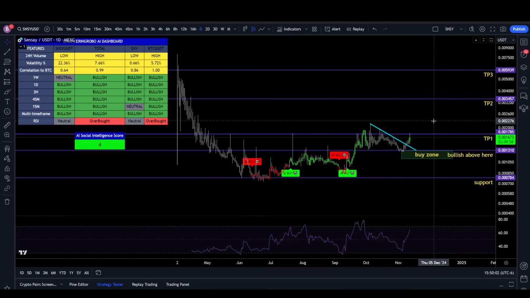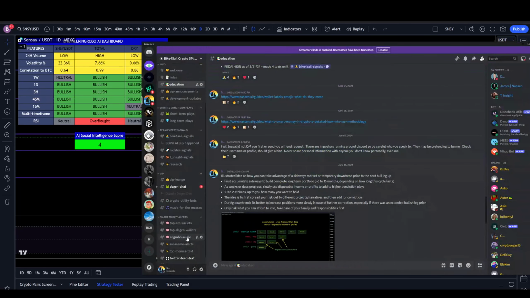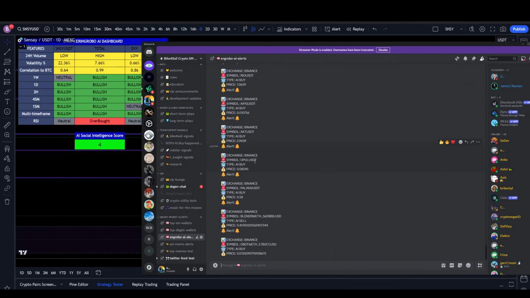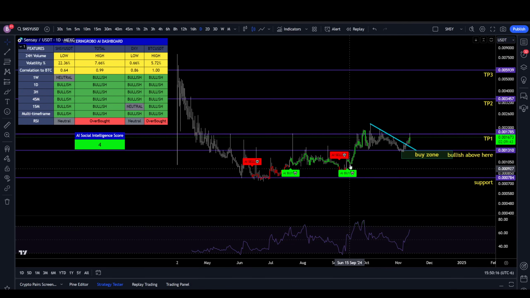So my point with this is, what we do with our Discord is I have an Engineering Robo AI alerts channel that tells you when a buy signal shows up or when a sell signal shows up. There's a lot of buy signals right now. So when this buy signal showed up for SNSY, you could see it in the Discord. Or if you had Engineering Robo AI yourself and had a TradingView account, then this would have worked for you too. You don't need a Discord. You could have done this yourself. This is about an 86% win rate indicator package. It's the best one I've seen. I would highly recommend it.